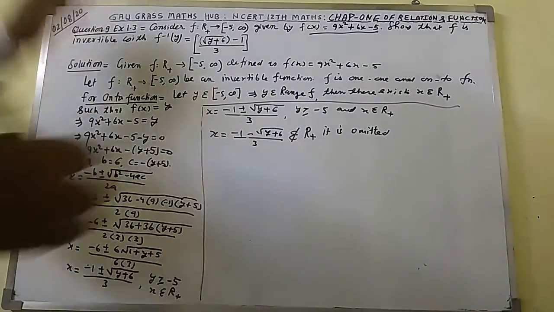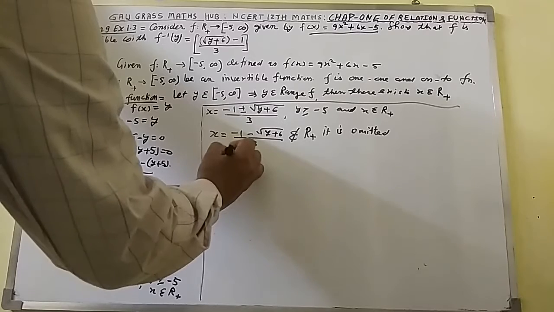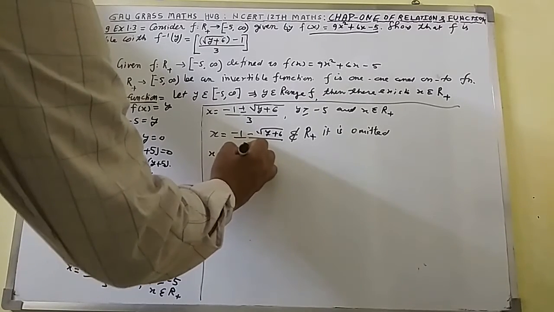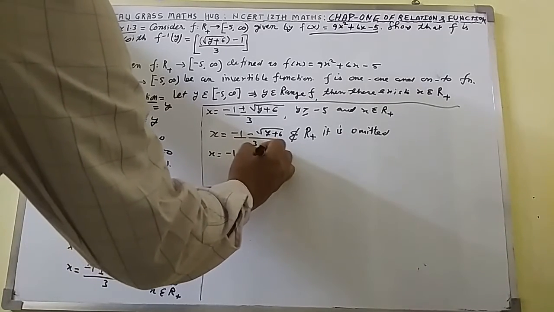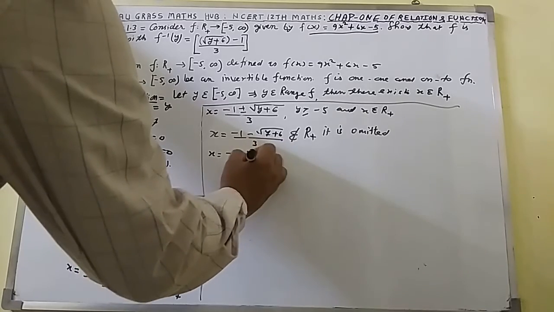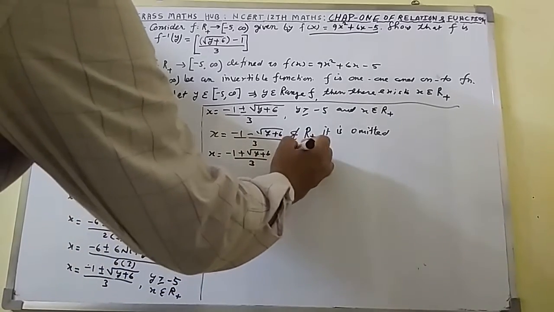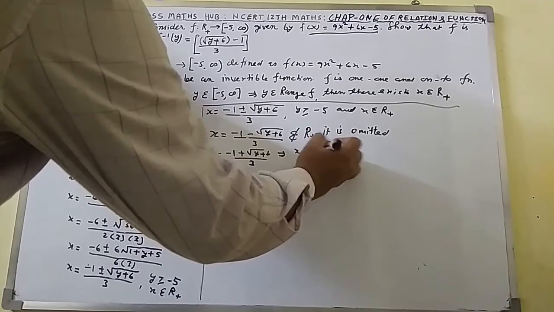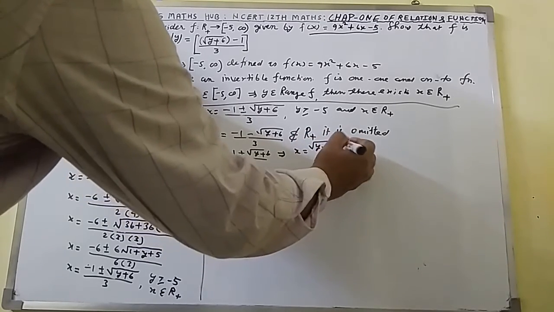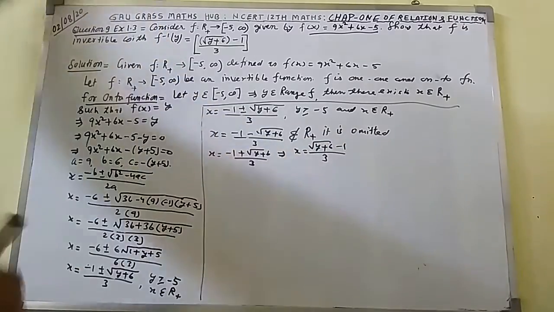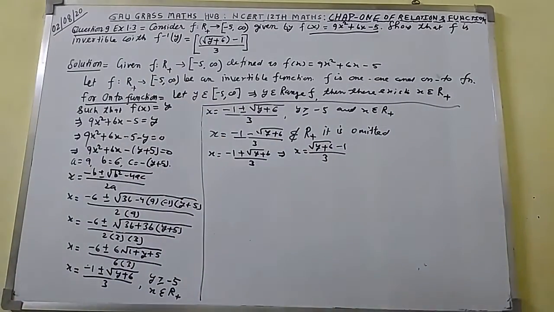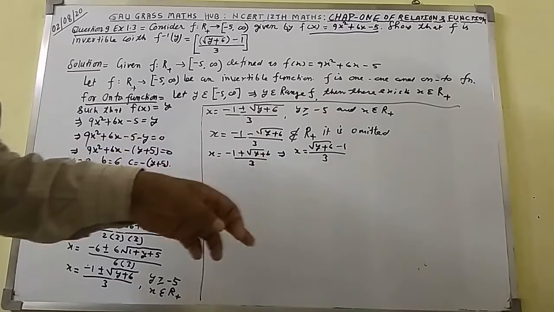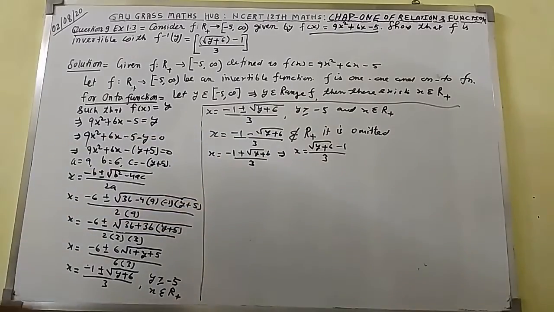What is left is the next value. The value of x will be minus 1 plus under root y plus 6, whole over 3. This implies that x equals under root y plus 6 minus 1, whole over 3. This is the value we have got, because a negative value will not be accepted, it will take only the positive value. Moreover, this one is also verified. So this will be the correct answer.